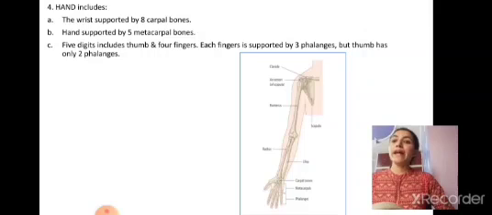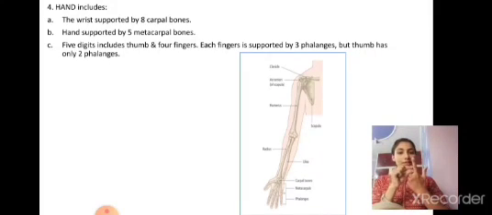Now what does our hand include? Hand includes wrist, which is supported by 8 carpal bones, hand supported by 5 metacarpal bones, 5 digits includes thumb and 4 fingers. Each finger is supported by 3 phalanx, which is proximal phalanx, middle phalanx and distal phalanx, except thumb, because thumb is having only 2 phalanx, which is proximal phalanx and the distal phalanx. Okay, as I told you earlier also.